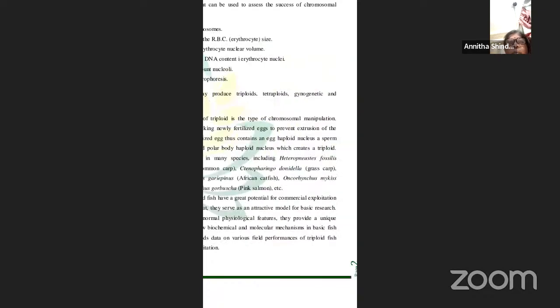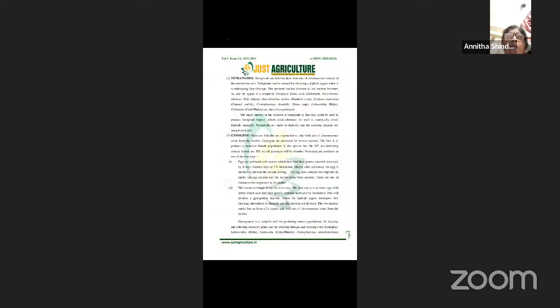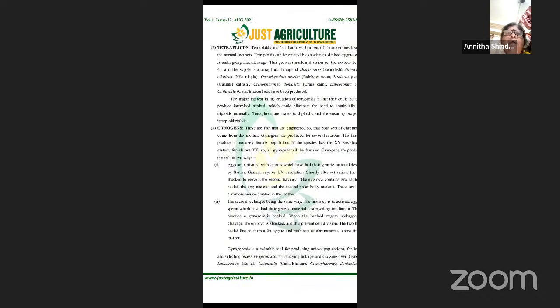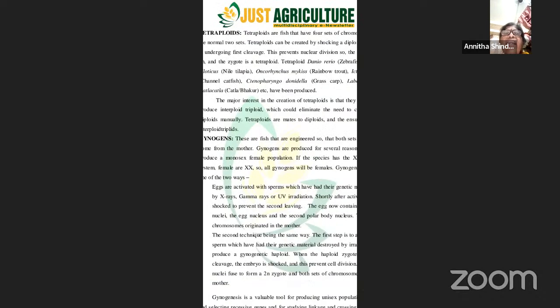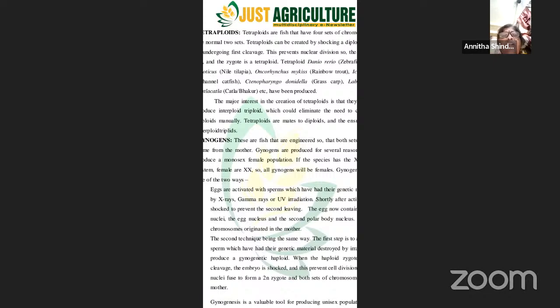So how do they do it? We have seen it is done by giving shock. That shock may be a temperature shock, a pressure shock, or a chemical shock. So this is how you produce the triploid, by manipulating the gene or the chromosome. Now next we'll see about the tetraploids. Tetraploids are again fish that have 4 sets of chromosomes instead of the normal 2 sets.